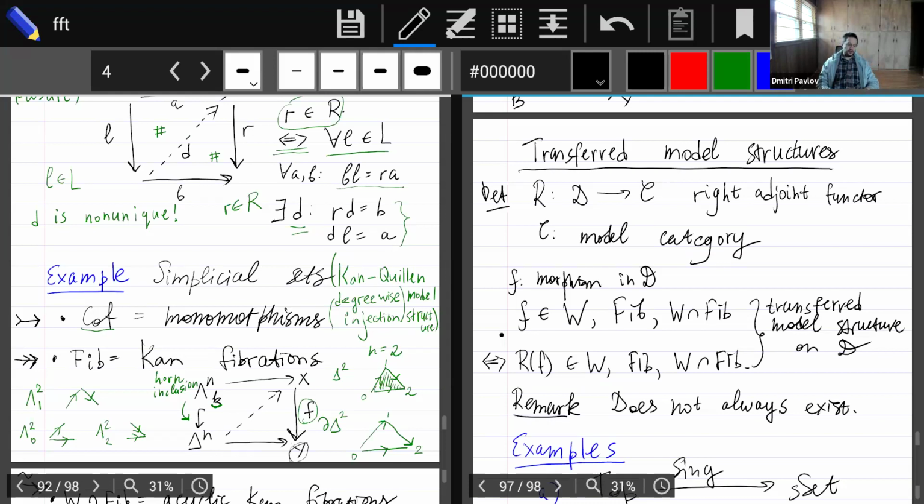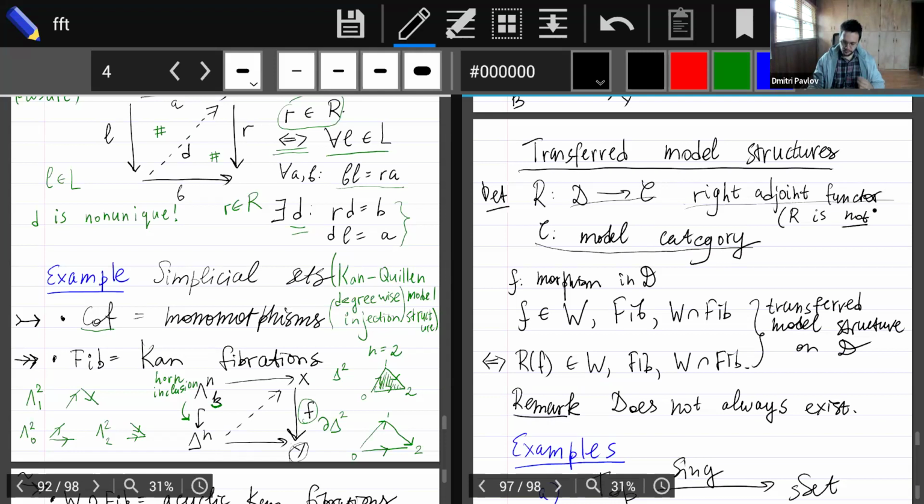But assuming we already constructed a model structure on simplicial sets, it turns out it is quite easy to construct many more model structures. There are basically two constructions that take care of maybe 90% of what happens in model categories. The first one is called a transferred model structure. The way it works is you start with a model category C and a right adjoint functor R from D to C. Let me emphasize at this point that typically R is not a relative functor.